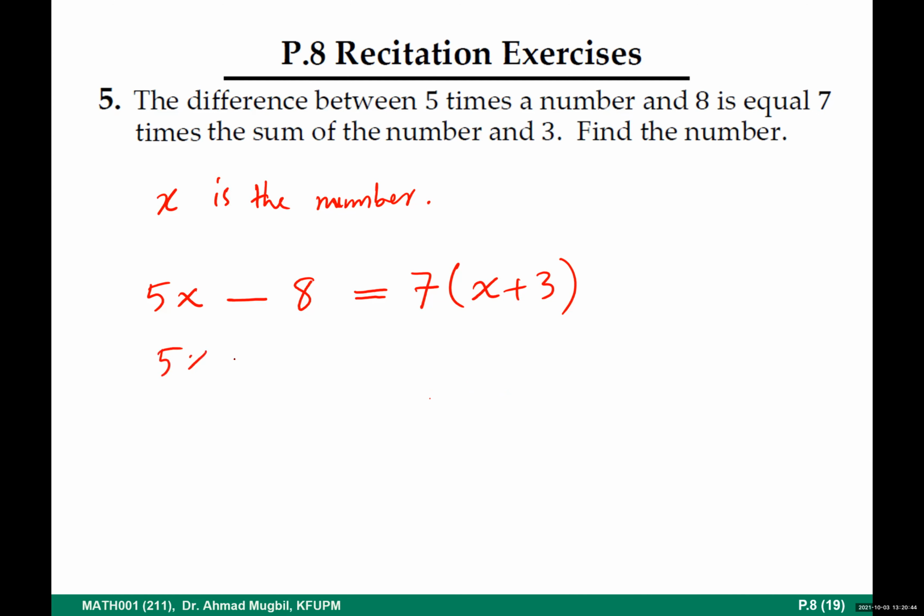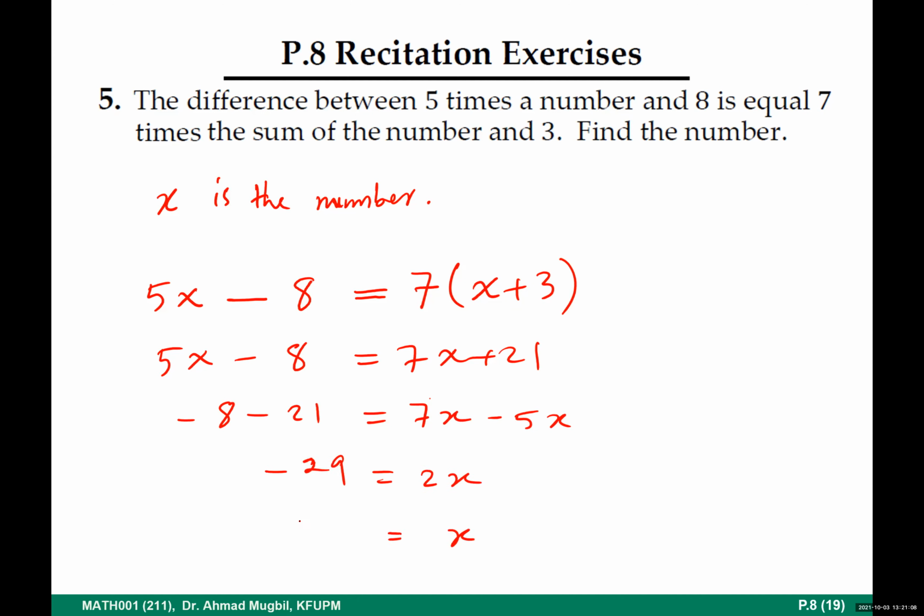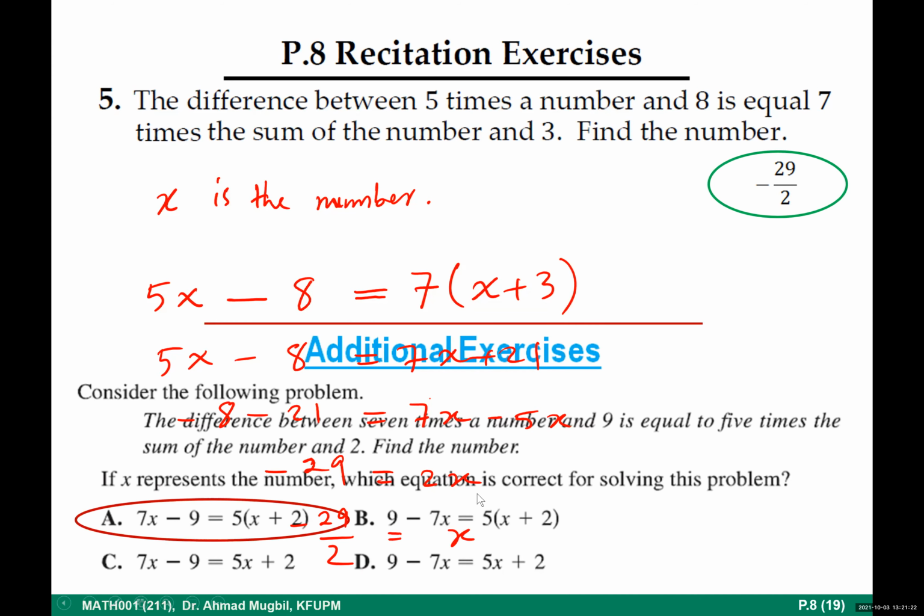Now, after that, Shabab, it is a linear equation with one variable, so you can solve it easily. 7x plus 21, and this makes what? Bring 5x to here, it will be 7x minus 5x. This will be negative 8 minus 21. Why did I write 2? I'm thinking about the result. Okay, this is 2x, and this will be negative 29. X is negative 29 over 2. Check.